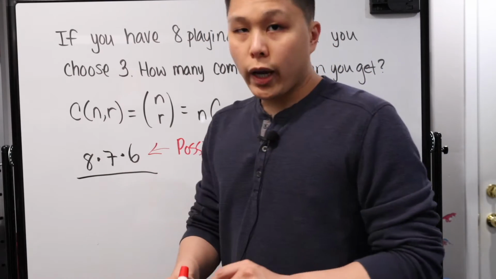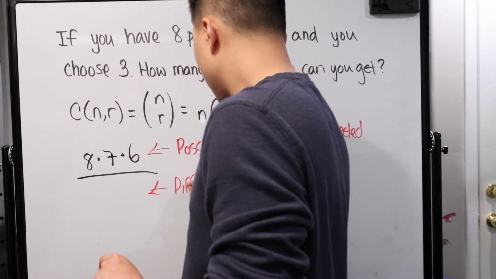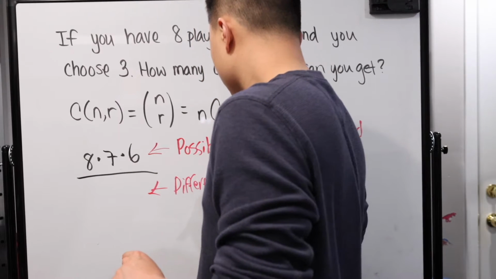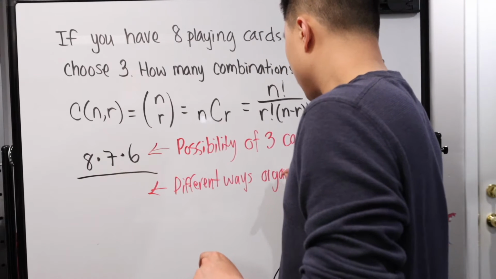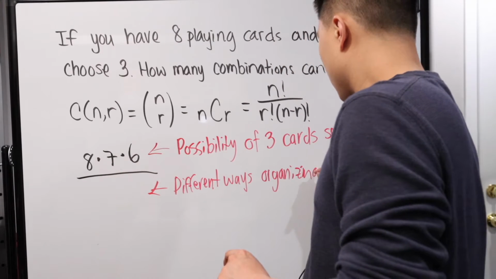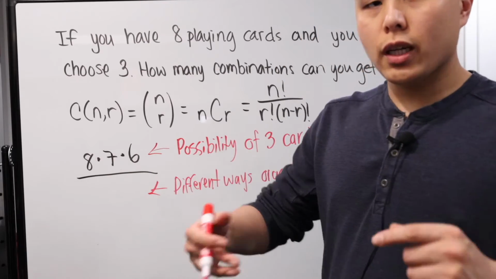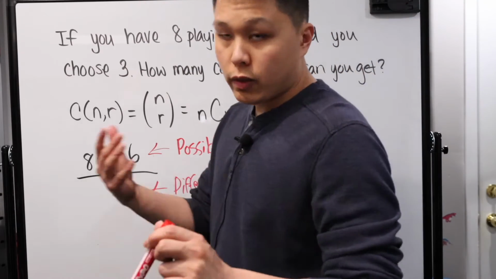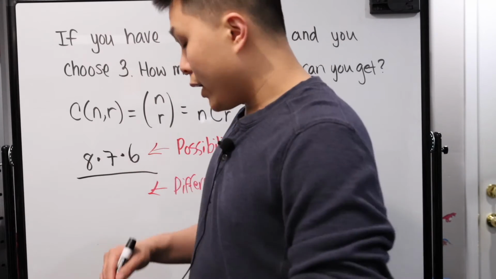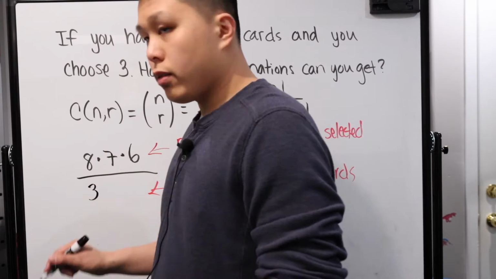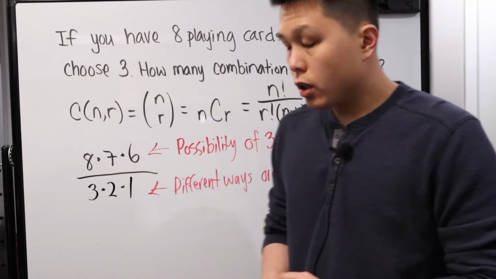Now, at the bottom, we have to get rid of the different ways of organizing the cards. Basically anything that is a repeating order, the same type of cards even if in a different order, doesn't count. So out of 3 cards, what are the ways to organize them? It's going to be 3 for the first one, times 2. So that's what you do.